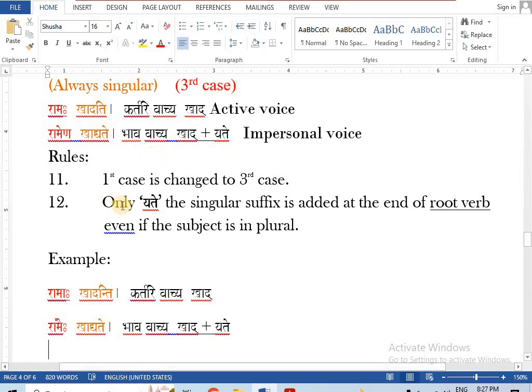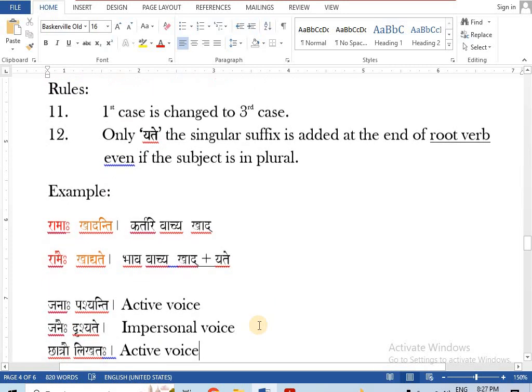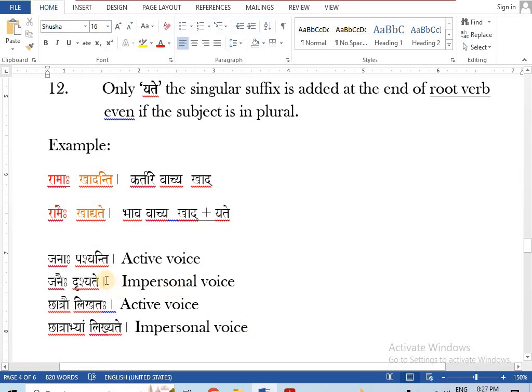Now, as I said, only yate. No concern with plural or singular, nothing, because the choice of yate, yete, yante depends on the subject, but there is no subject here. So add yate. So bhavvachya will be khad plus yate, khadyate, always yate. So like this you can convert any active voice sentence to impersonal voice. Right, that is called impersonal voice. There are some sentences for practice. Janaha pasyanti. Now janaha is converted to third case, janehi.